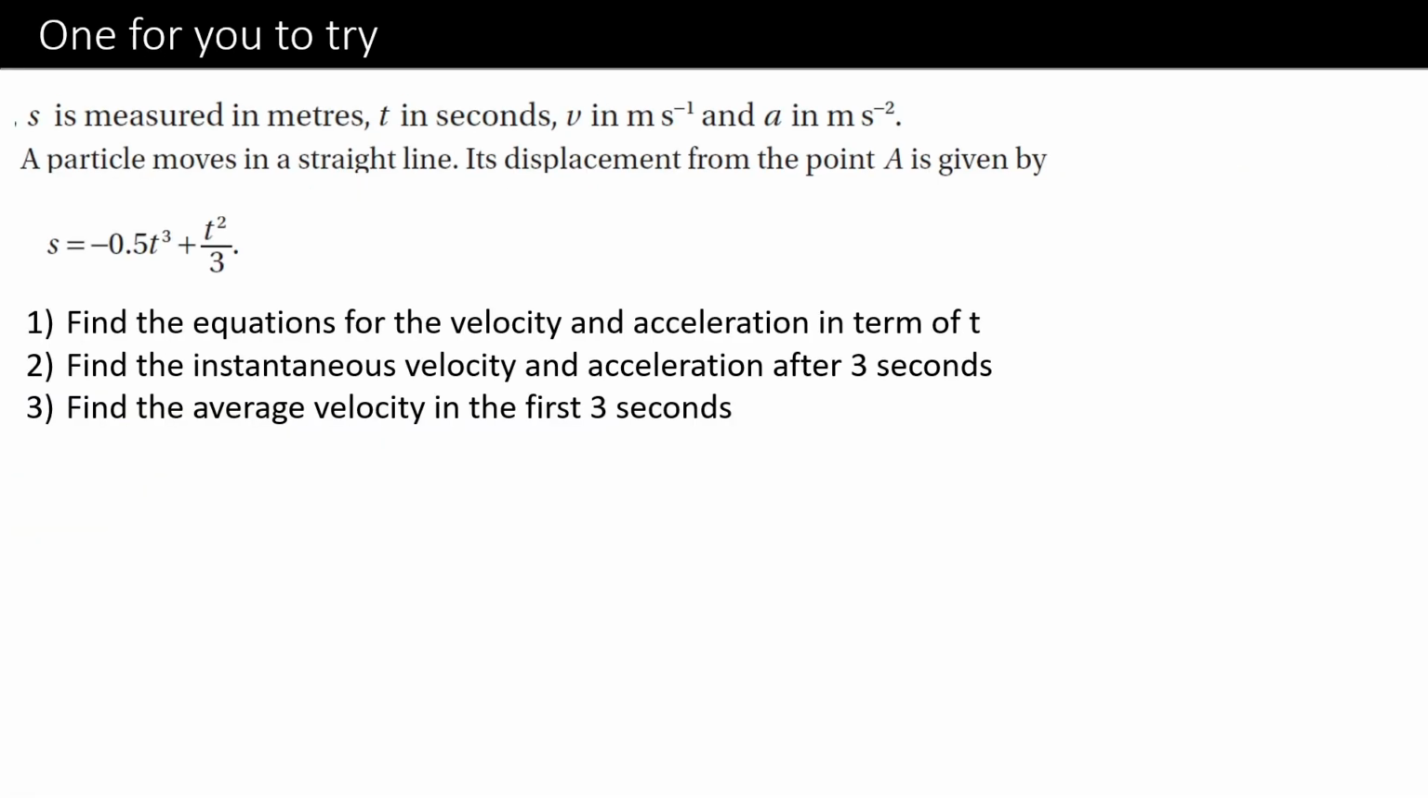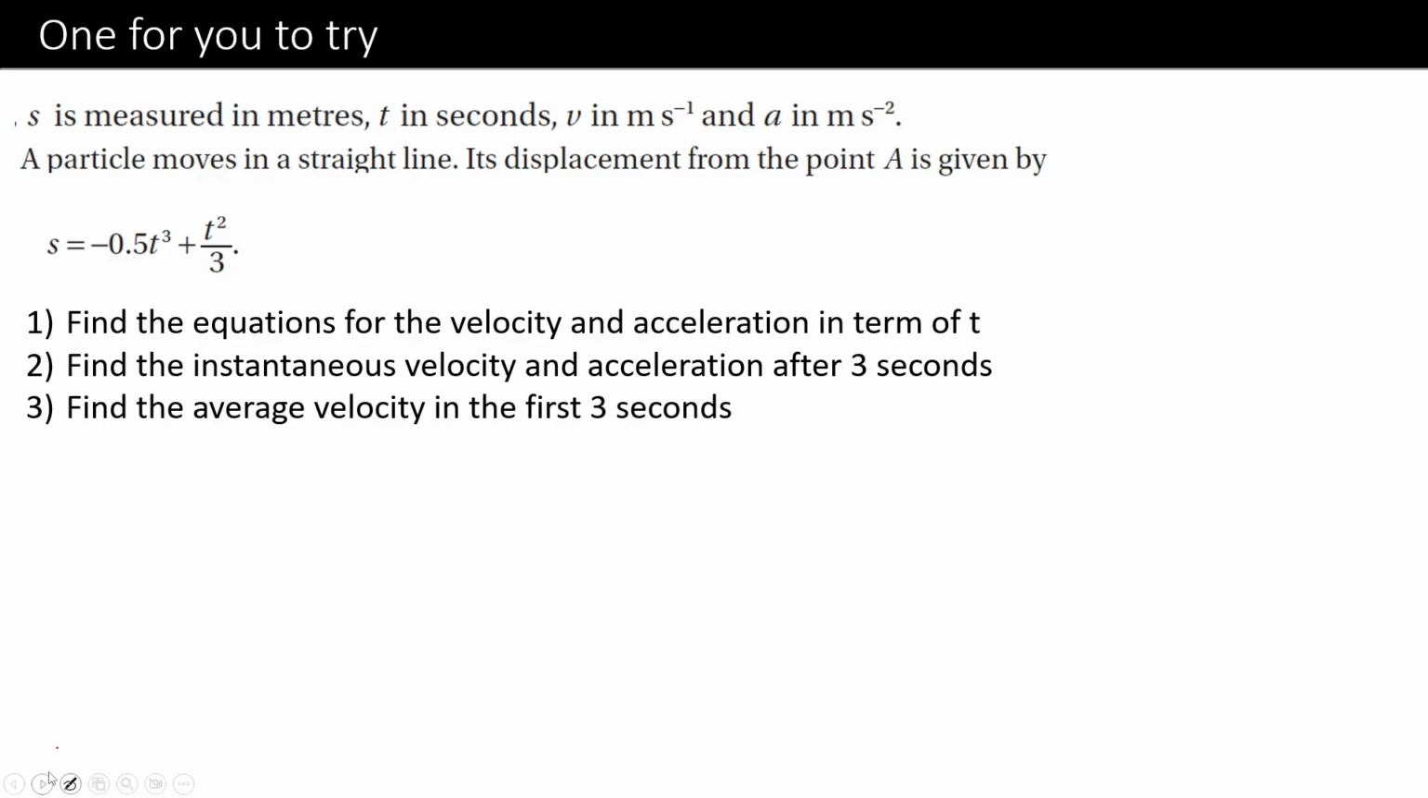So now let's give you one for you to try. It says that S is measured in meters, T is measured in seconds, V is measured in meters per second, and A is measured in meters per second squared. The particle moves in a straight line. Its displacement from point A is given by S equals minus 0.5 t cubed plus t squared over 3. The first part of the question is asking us to find the equations of velocity and acceleration in terms of t, then find the instantaneous velocity and the acceleration after 3 seconds, and for the final part, find the average velocity for the first 3 seconds. So if you want to pause the video, have a go at this question and then unpause as I go through the answers.